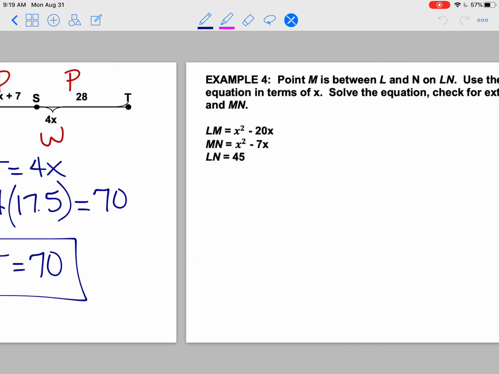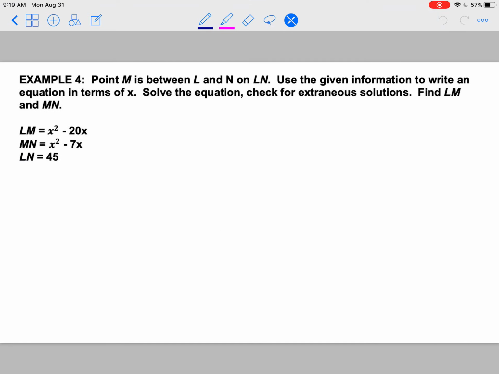Okay, now let's take that up a notch. We have to create our picture this time, and I can also kind of glance through here and see some exponents that we're going to work with. So it says point M is between L and N on line segment LN. So let's draw that.